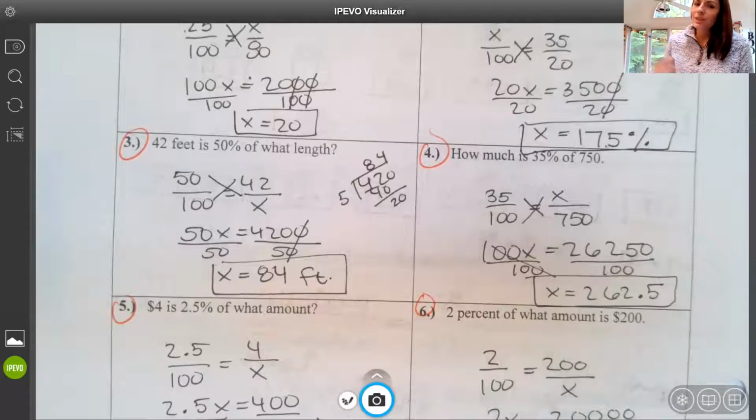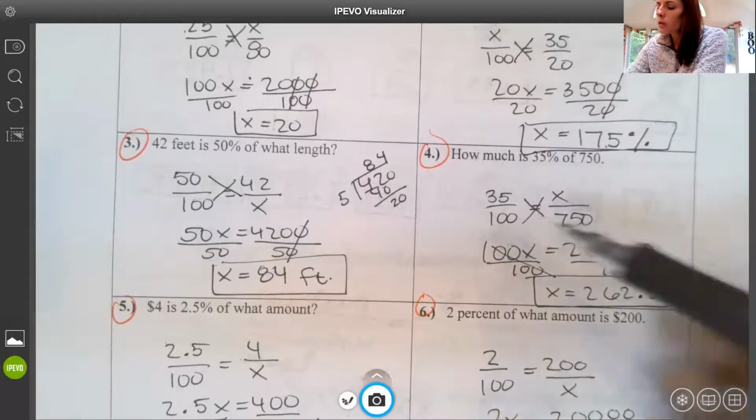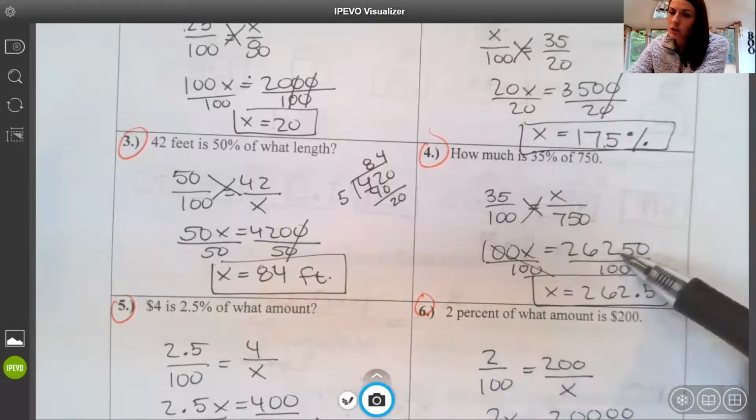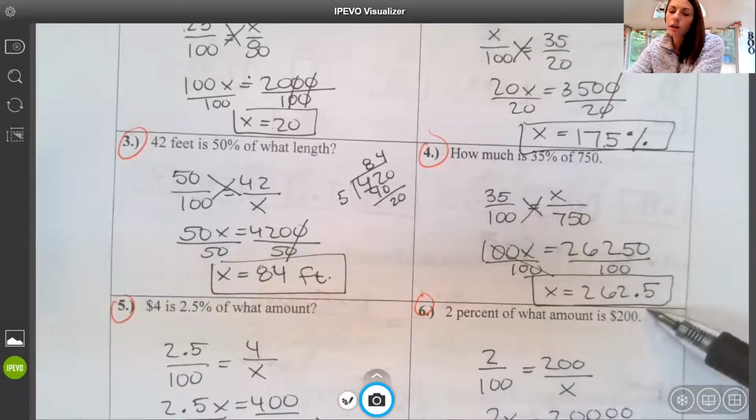And with the ones that we don't need a calculator for, sometimes they are ones we can do in our head, but we want to be able to find that correct proportion, correctly cross multiply to get to that 84 feet. On this one, when we cross multiply and divide by 100, we know we can just move our decimal in 2. So that's how I get the 262.5.